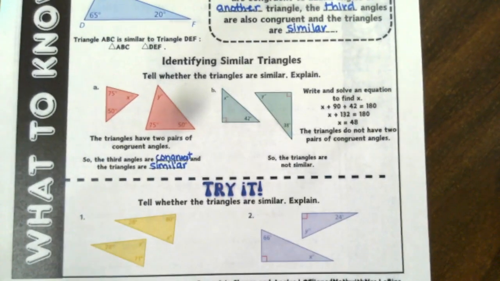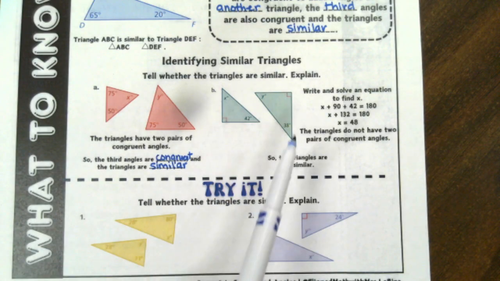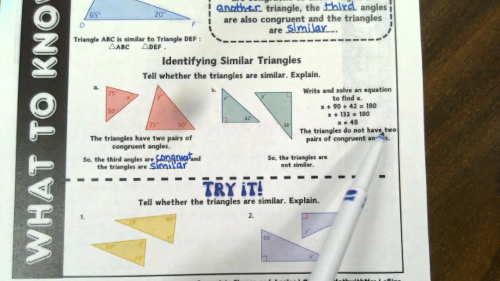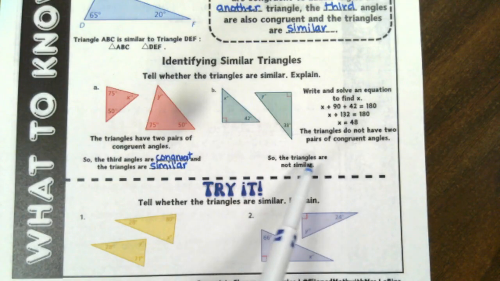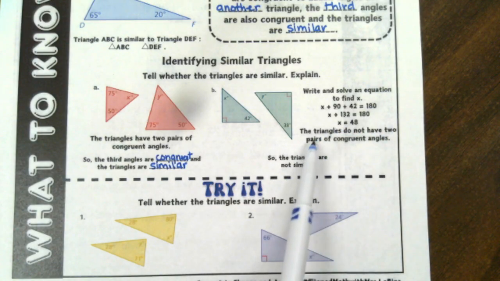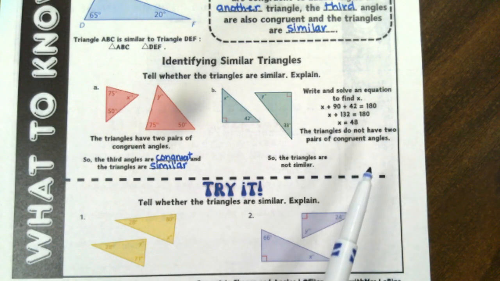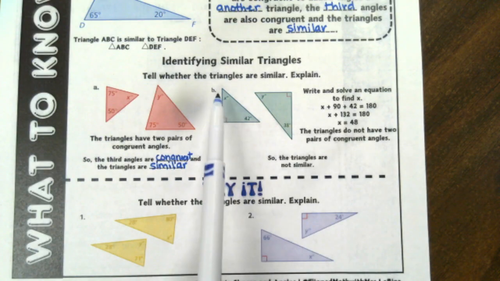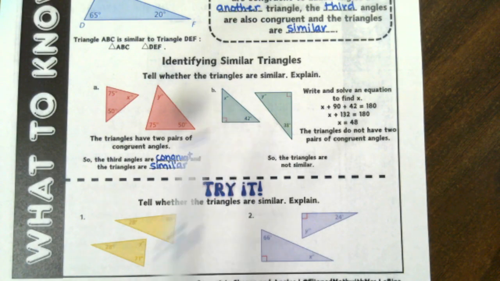Okay, so that's what you're going to do on these bottom pages here. Tell whether the triangles are similar and then explain. So that's what I did here. The triangles do not have two pairs of congruent angles, so the triangles are not similar. That's your explanation, because they're not congruent angles. They don't have all the same sides.